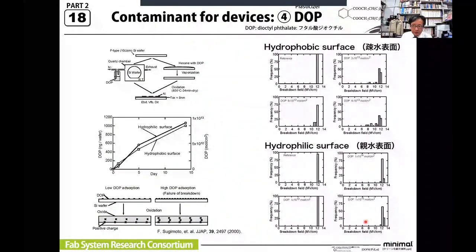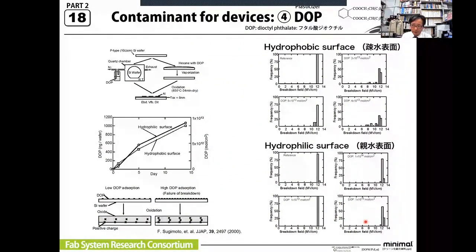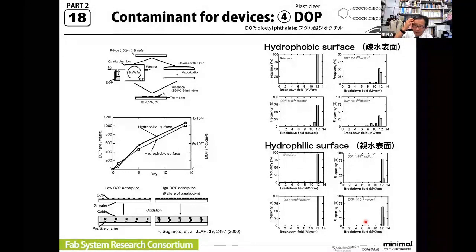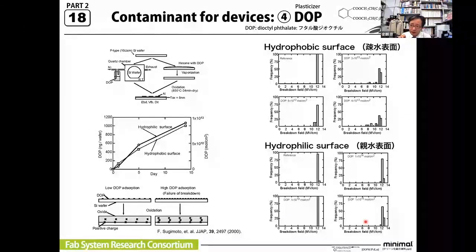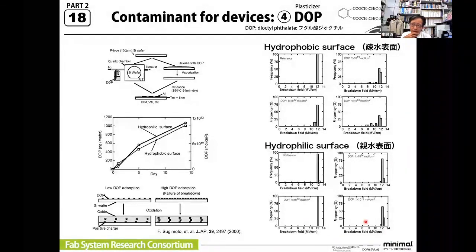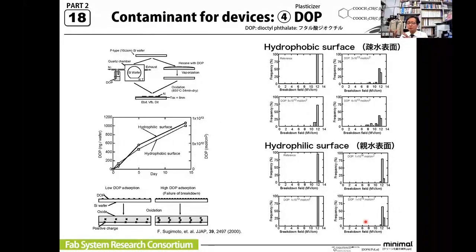So let's go to carbon or organic contaminants. People don't know about the reality of carbon, but carbon has no deep level in the silicon band gap, so no problem basically. But we can make an acceleration experiment to degrade the device. So this is the experiment.